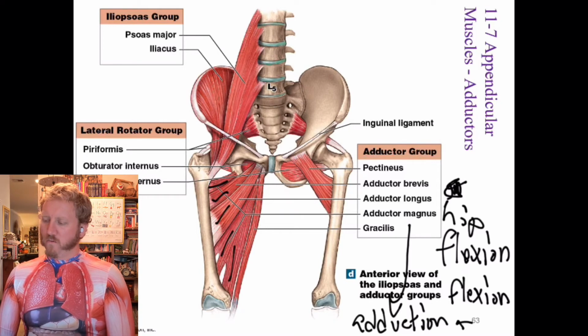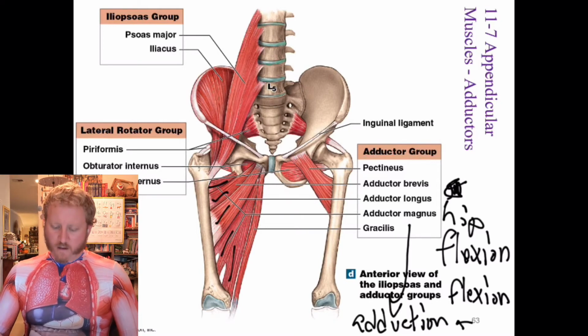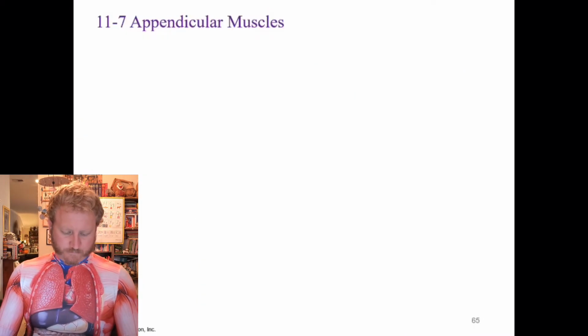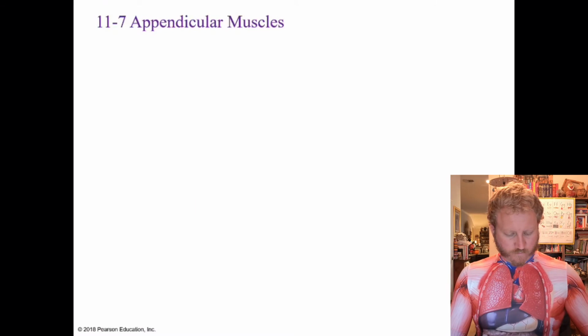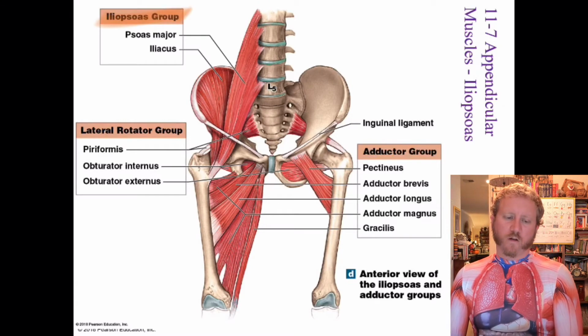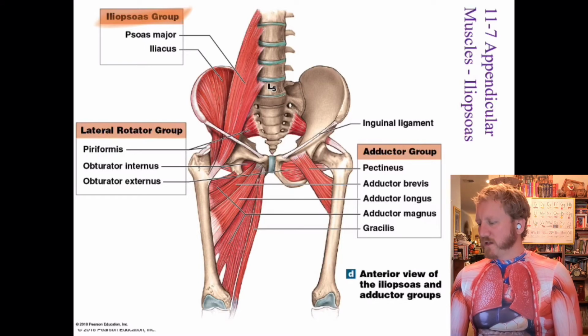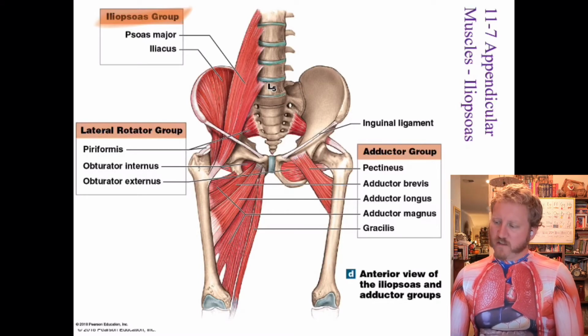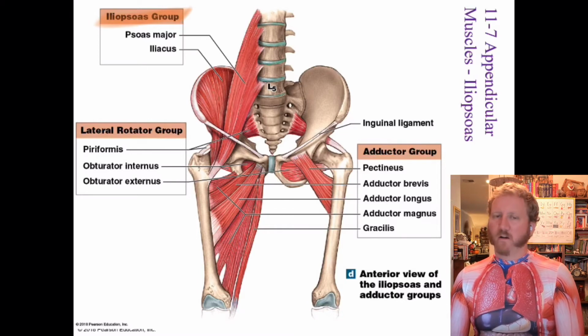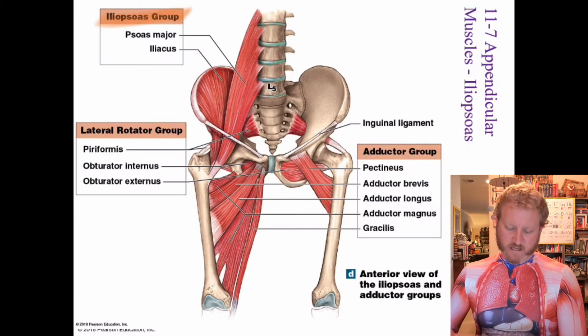The iliopsoas, oh, too far. There we go. Let's come back up here. So the iliopsoas group, that's another one where we just need to know the group. There are two major muscles, two hip flexors, the psoas major and the iliacus, and those are both going to be responsible for flexion at the hip.